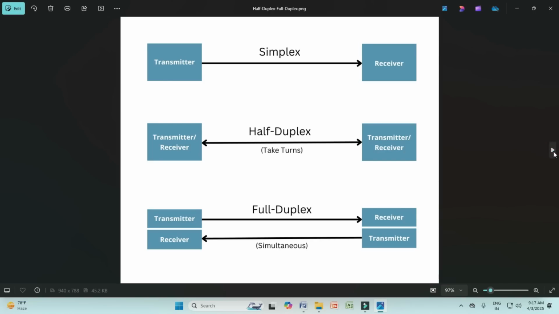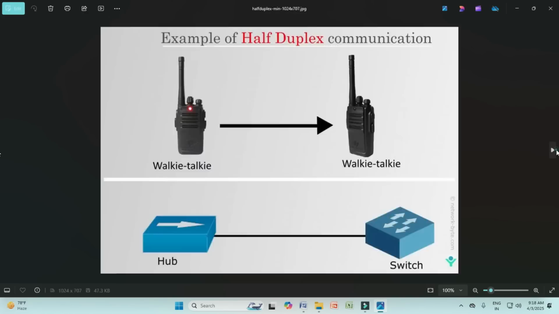I will explain simplex simply. One is the transmitter, one is the receiver. Simplex communication. In half duplex communication, they take turns: transmitter, receiver, one at a time. Full duplex is the transmitter and receiver at a time, on both sides. This is full duplex communication.